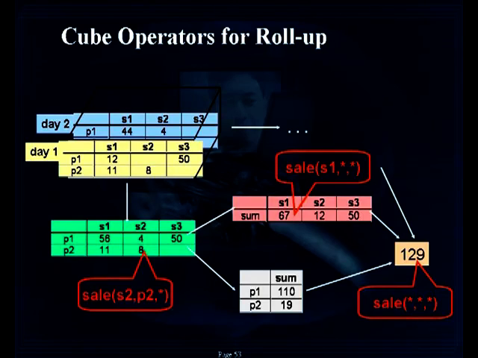For example, sale star P2 comma star. This means total sales for product P2 over all stores and all dates. So on all dates means on day 1, what are the total sales for product P2? Similarly, on day 2, what are the total sales for product P2? Similarly, for day K, what are the total sales for P2? And these total sales must be done for all locations, for all stores. So that means we are computing the sales for product P2 over all dates and all locations.